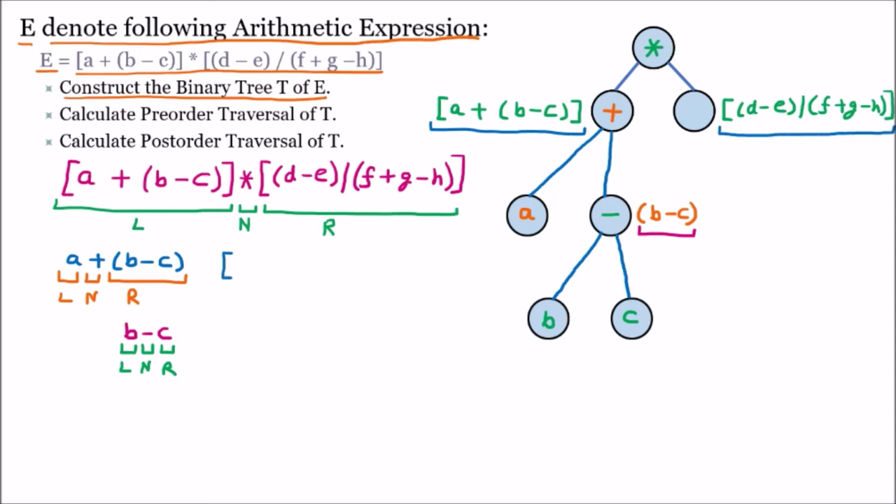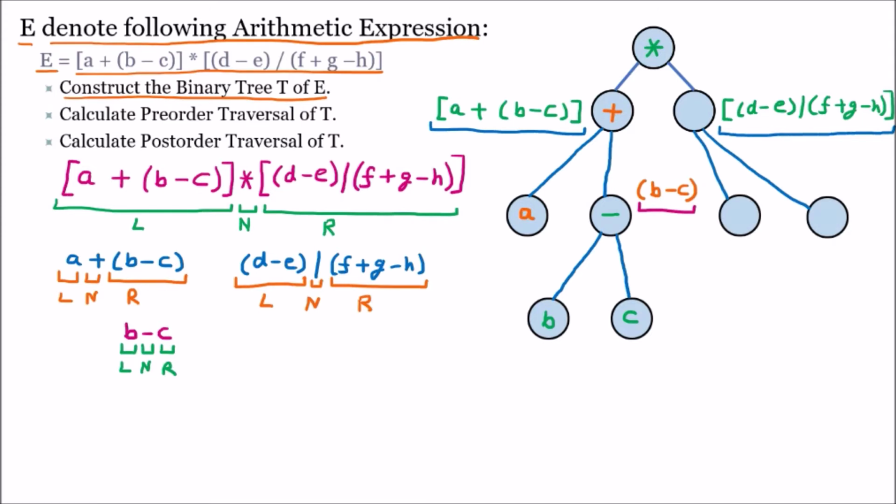So here in the bracket we are writing again (d - c), then divide again (f + g - h). There the main brackets are not required. Now we have to divide this expression into three parts, because the binary tree property will be followed, where we have one part, two part and three part. One will be left, then node, then another will be right.